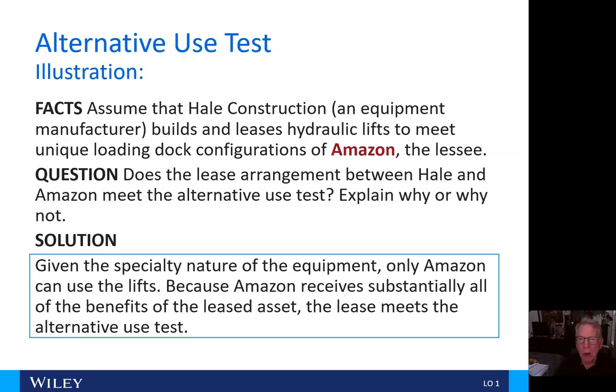We assume that the Hale Construction equipment manufacturer builds and leases hydraulic lifts to meet unique loading dock configurations of Amazon, the lessee. Does the lease arrangement between Hale and Amazon meet alternative use tests? Explain why or why not. Well, given the specialty nature of the equipment, only Amazon can use the lifts. Because Amazon receives substantially all of the benefits of the leased asset, the lease meets the alternative use test.